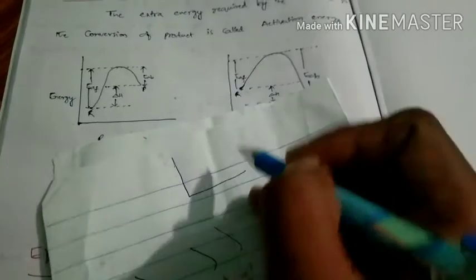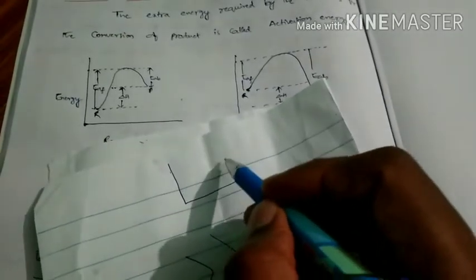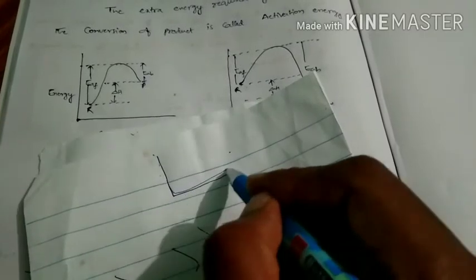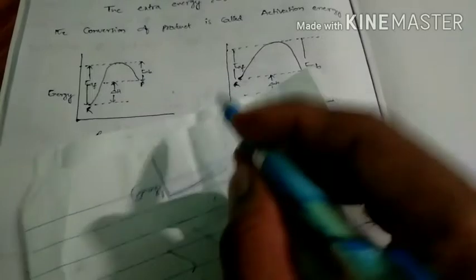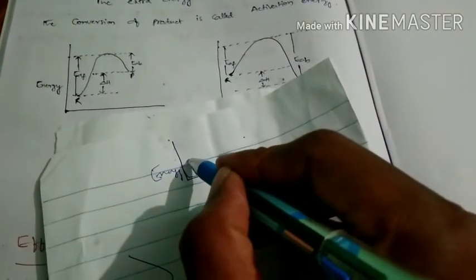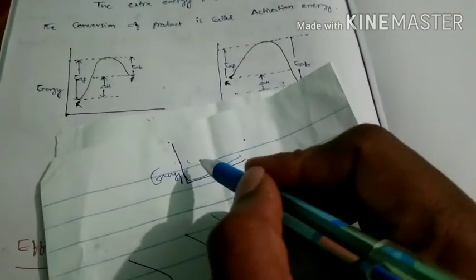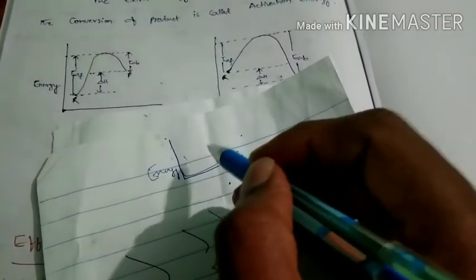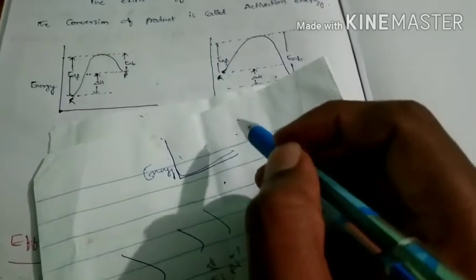We know in every reaction, reactants are converted into products. This is the graph, this is y-axis, this is x-axis. I take energy here. There are some 2-3 important points here. See, before starting the reaction, we have only reactants. After completing the reaction, we have only products.